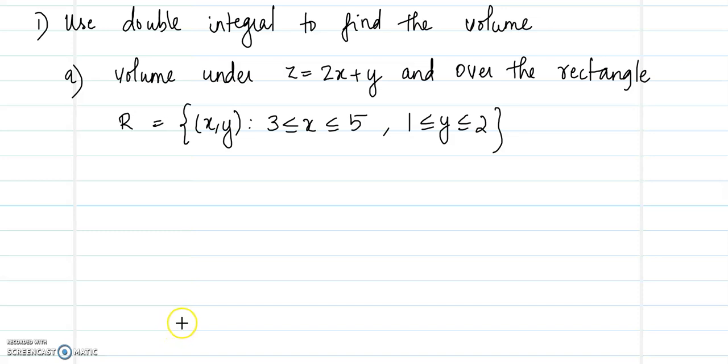Hello all. So in this video we'll see a few problems on finding the volume using double integral. So here you are asked to find the volume under z equal to 2x plus y over the rectangle R equal to the set of all (x, y) where 3 less than or equal to x less than or equal to 5 and 1 less than or equal to y less than or equal to 2. So we'll see how to evaluate the volume using double integral.